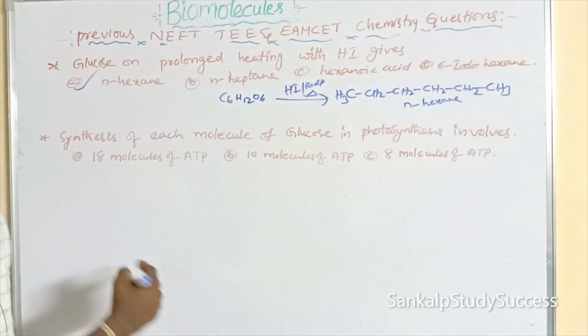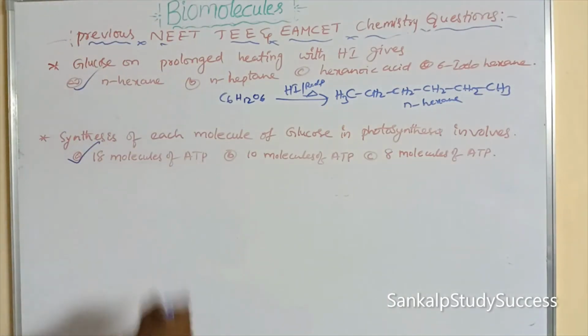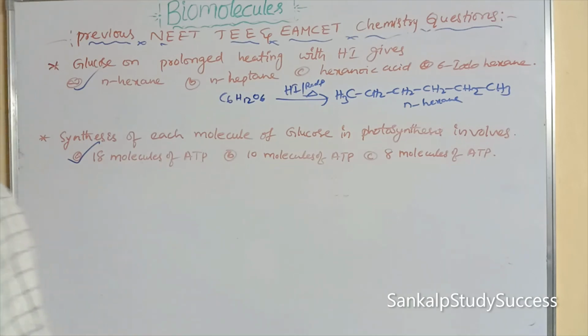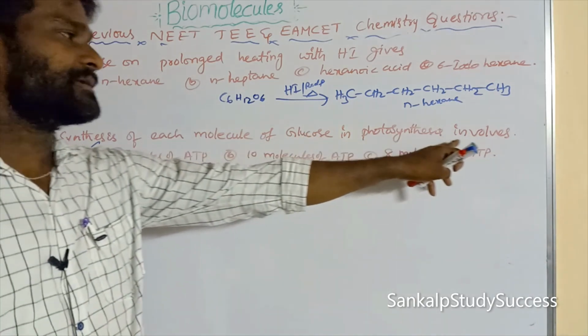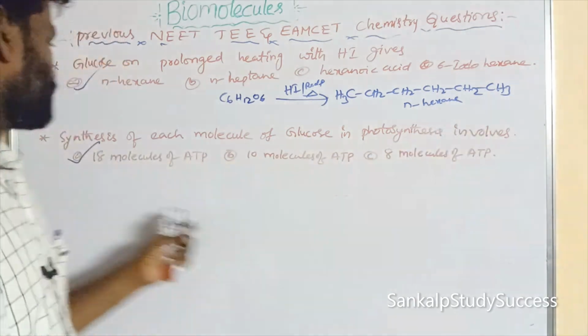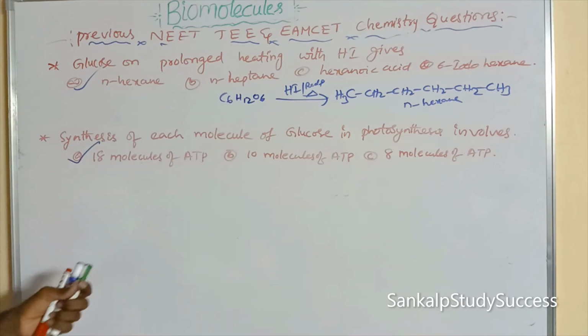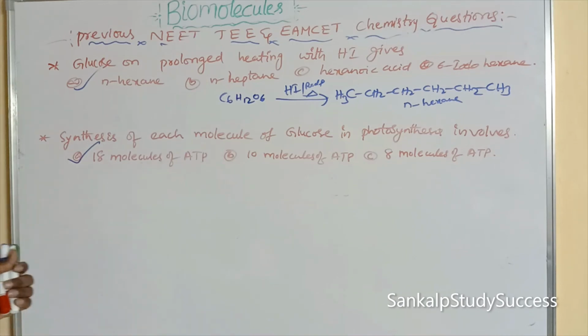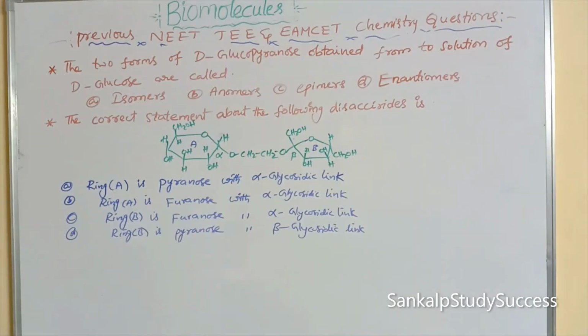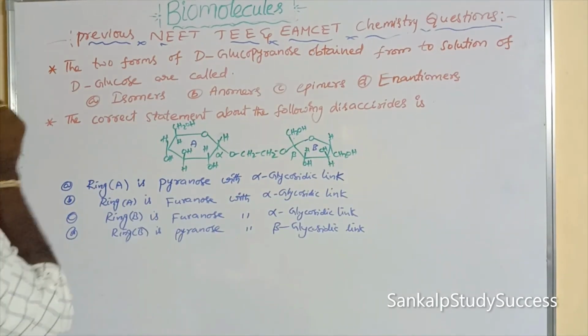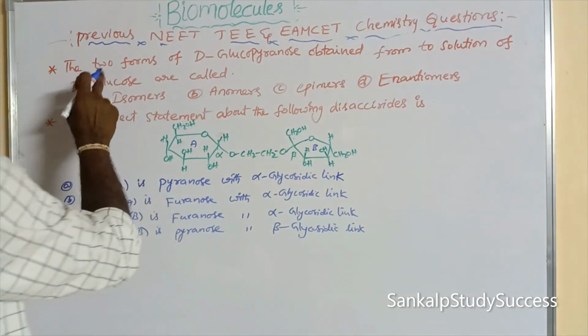It is also a direct bit. So 18 molecules of ATP. Okay, 18 molecules of ATP. So the synthesis of each molecule of glucose in photosynthesis involves 18 molecules of ATP, right? Next goes to another bit.